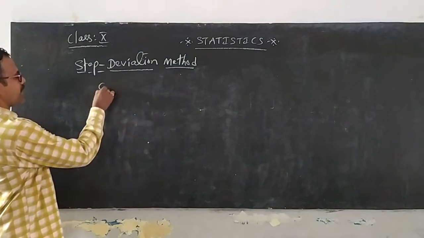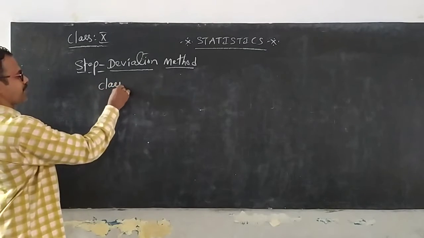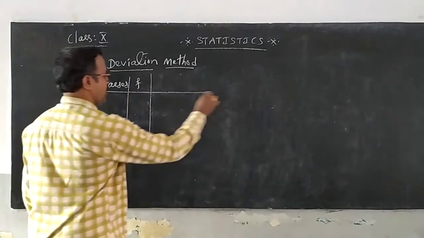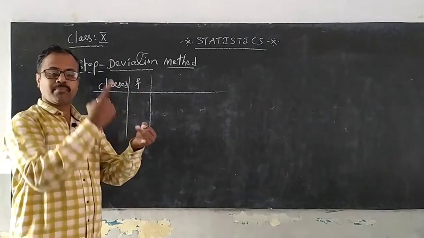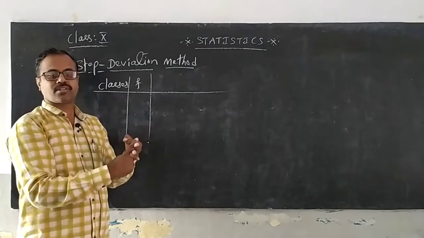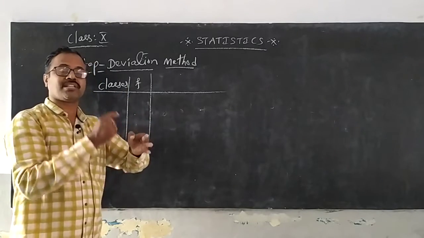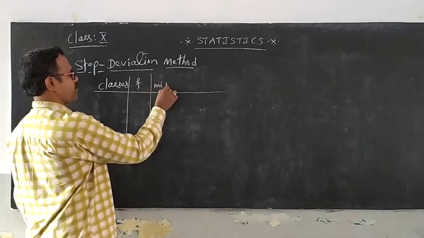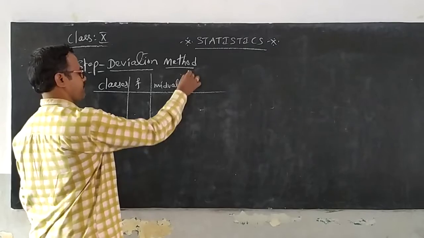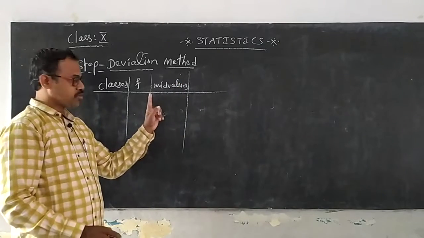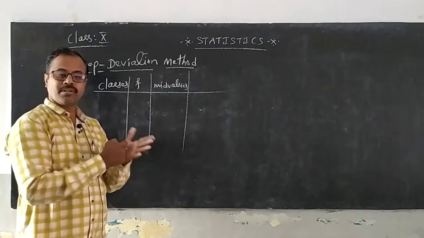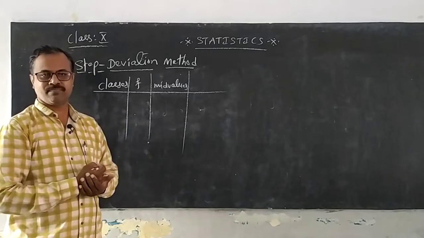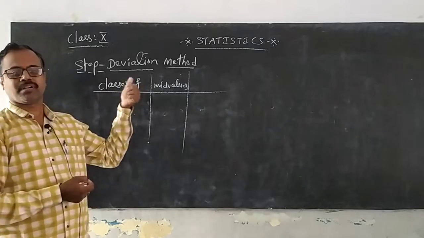Now I come to how we find it. Let's see the model table. The classes and the frequencies are given for you. Whether it is the direct method, the deviation method or the step deviation method, in any of these three methods it is a must for you to find the mid values. It is most important. Mid values are always used in calculating the arithmetic mean.